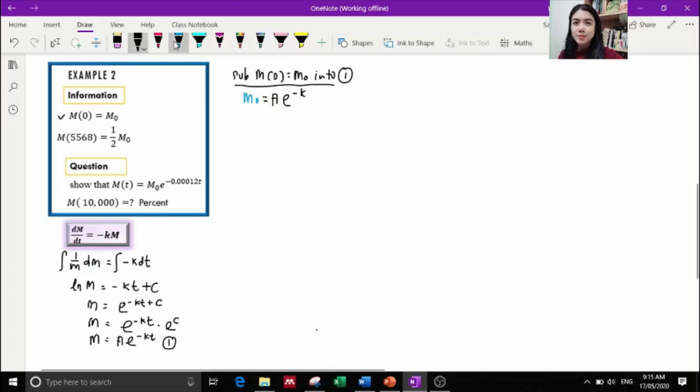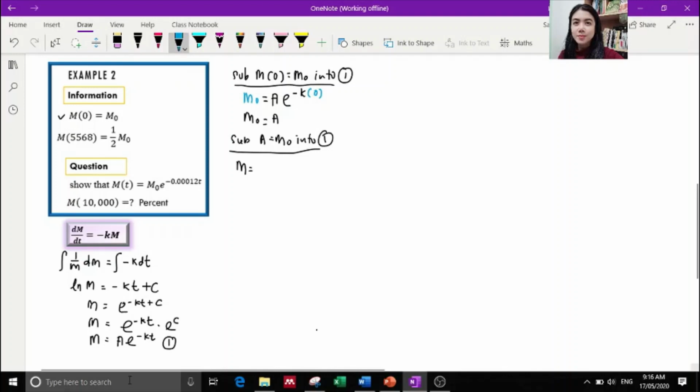Okay, the time here is actually 0, so you multiply with the 0. Okay, so we simplify this one. So we have that your A is actually M naught. Okay, so substitute your A equals to M naught into your equation number 1. So if we substitute into number 1, we have M equals to M naught.